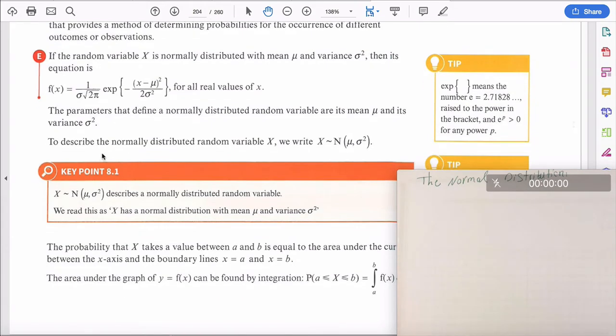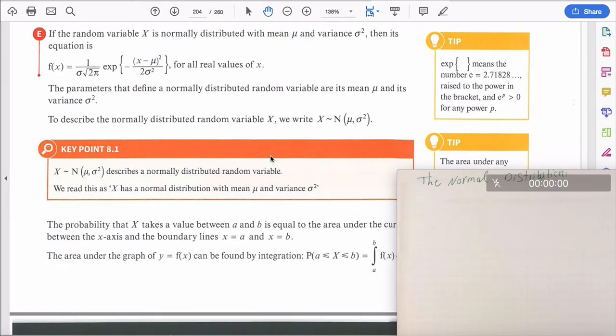If x is a random variable which has normal distribution with mu as mean and sigma squared as variance, it is denoted by this notation. N is the abbreviation of normal, the first element always represents your mean and the second element always represents variance. So it is the key point that you need to know.